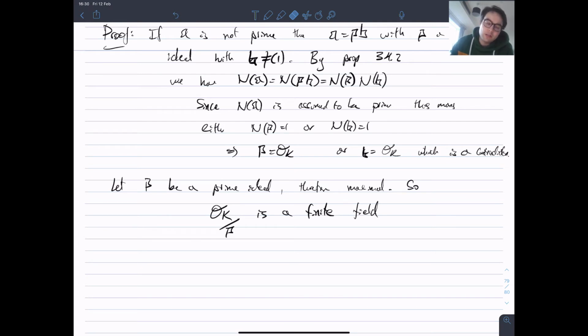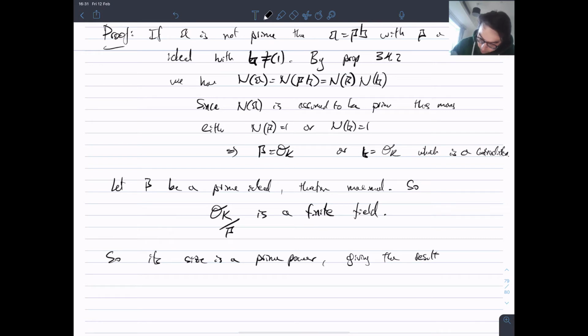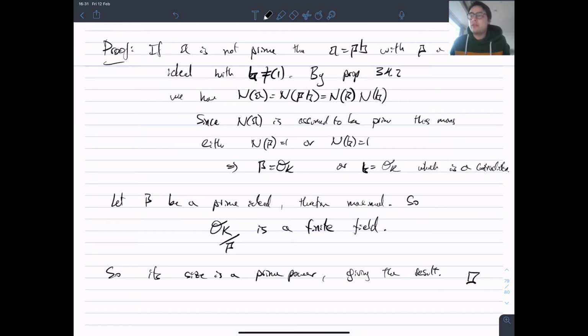And we know that for all finite fields, the size is always a prime power. This is one of the statements I gave you ages ago. So it's a finite field, so its size is a prime power, which gives the result. This one was pretty easy to prove. But yes, the norm can somehow tell you whether your ideals are prime or not.